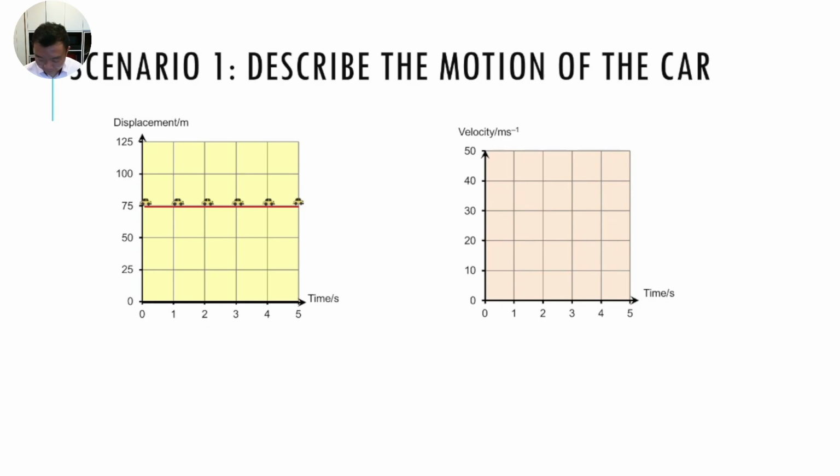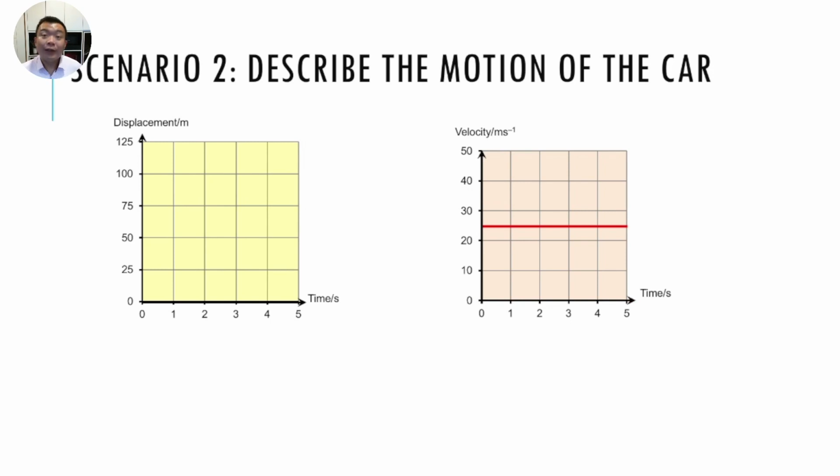All right. So as you can see, the position of the car remains at 75 meters for the 5 seconds. So the car remains stationary. The corresponding velocity time graph will be a flat horizontal line at 0 meter per second, and that is being drawn now. Now, scenario 2.